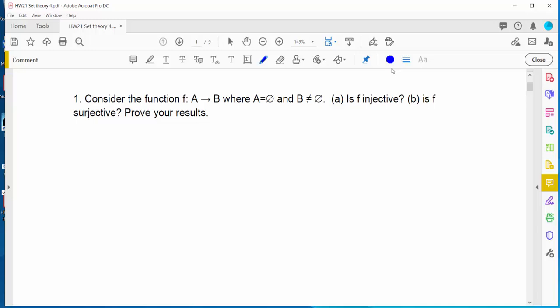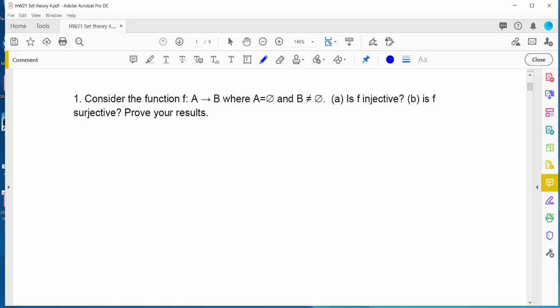Okay, so this is a review of some homework that relates mainly to infinite sets, though this first one does not. It's just a regular function problem. And the last one in this set is a problem relating to induction.